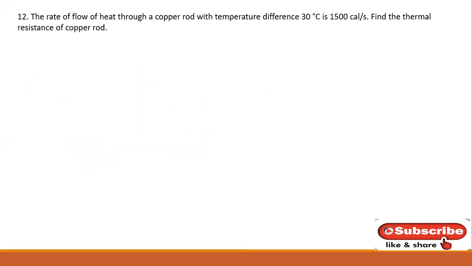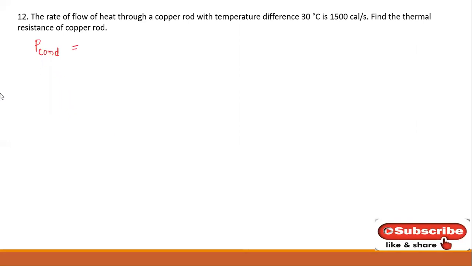Let us solve the next question. The rate of flow of heat through a copper rod with a temperature difference of 30 degrees Celsius is 1500 calorie per second. Find the thermal resistance of copper. Rate of flow of heat is P conducted.